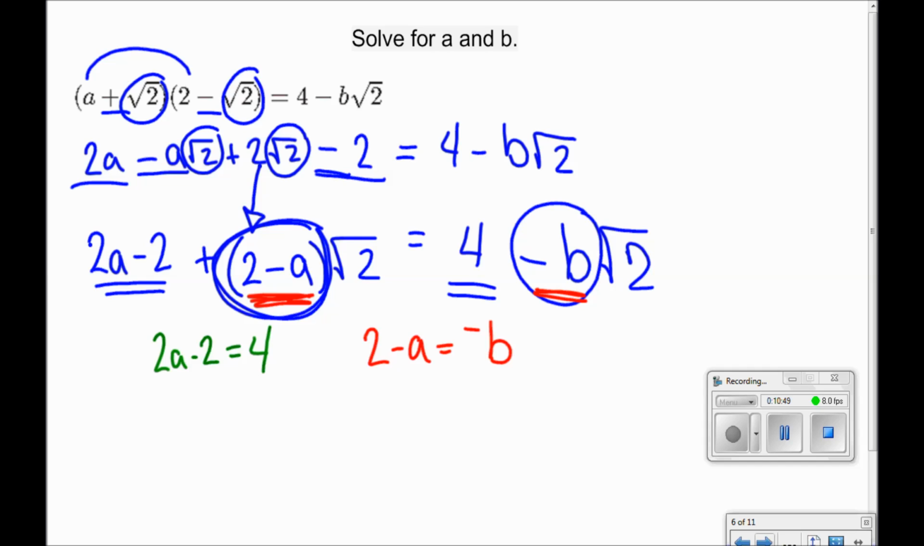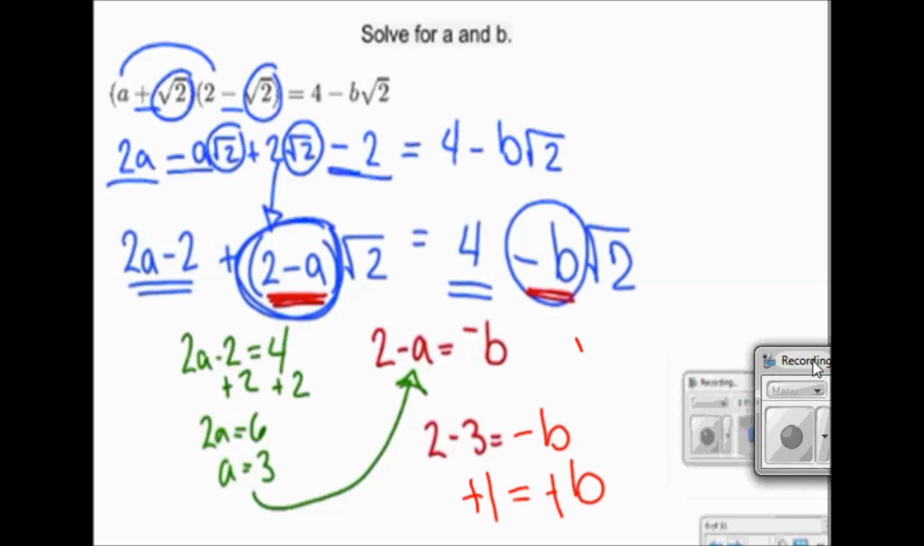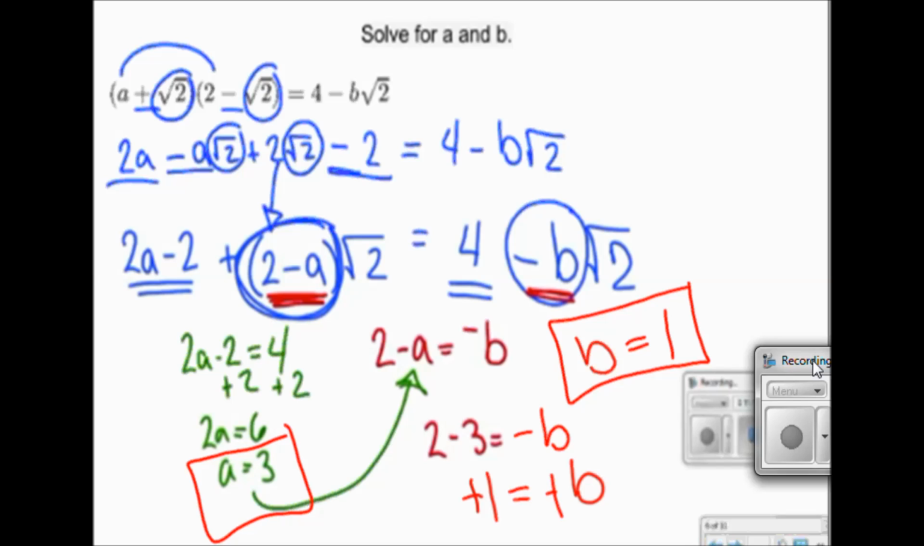Then we can solve the first equation, 2a minus 2 equals 4, first for a, and then we can substitute that into the second equation. So we can add 2, 2a equals 6, divide both sides by 2, we've got a equals 3. Then we can substitute that in here. So 2 minus 3 equals negative b, and then that is negative 1 equals negative b. If we divide both sides by negative 1, or if we multiply both sides by negative 1, that's going to give us 2 positives. So then we get b equals 1. So a equals 3 and b equals 1.